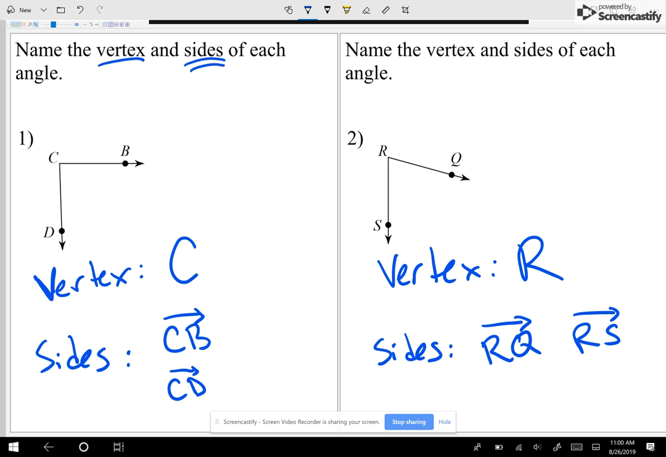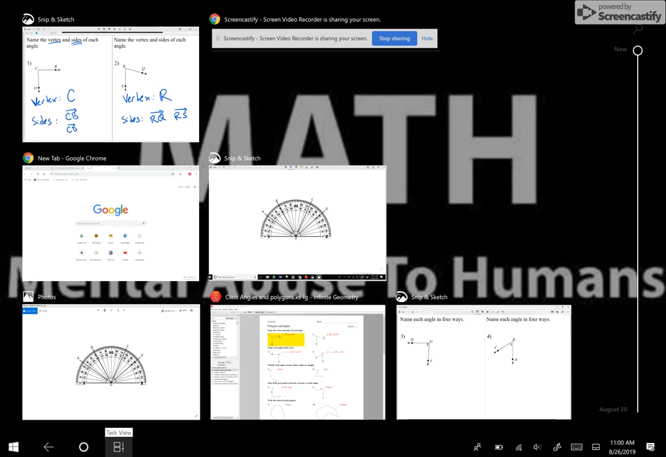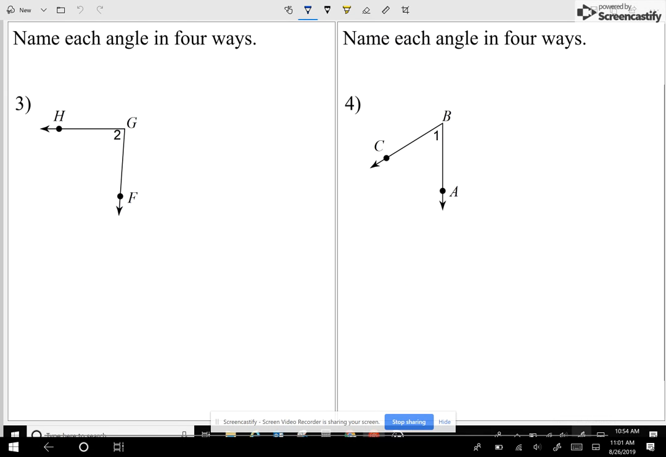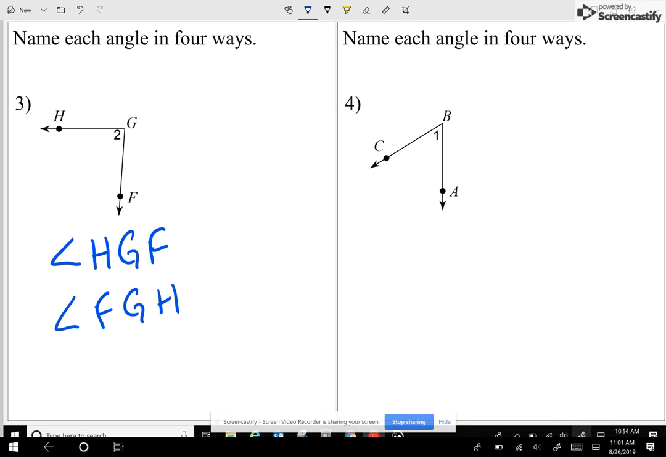No? Now, another thing we're going to look at in angles is how do we name them? Angles, we can name them in different ways. In this case, I'm actually going to name it in 4 ways. I see there's 3 letters. Question number 3, there's 3 letters. One of them, I'm going to use all 3 letters. So I'm going to say angle HGF. That's one way. Another way, I can also call it angle FGH.